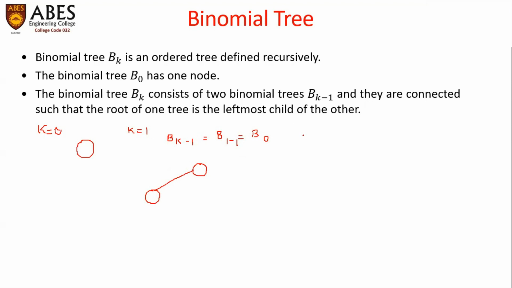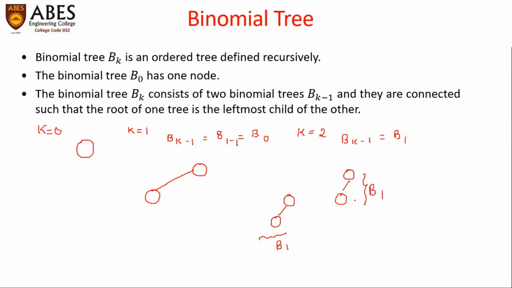Now, if we take the value of k equal to 2, then in that case the value of Bk minus 1 will be equal to B1. So here we have two binomial trees of order B1. First of all, we'll draw two binomial trees of order B1, like this. So this is your first binomial tree of order B1, and this is your second binomial tree of order B1.